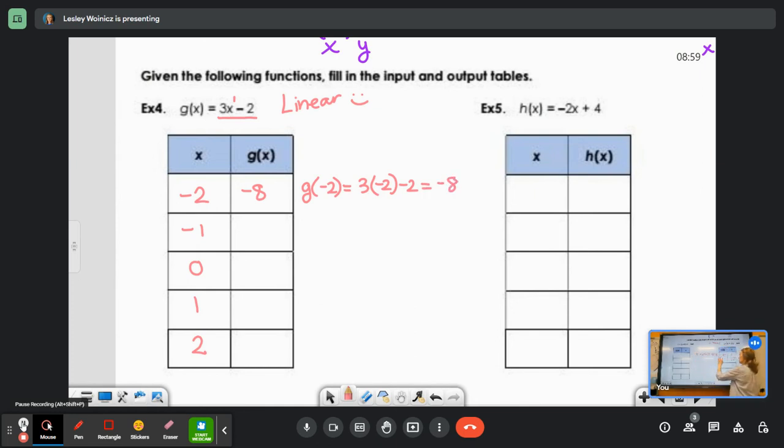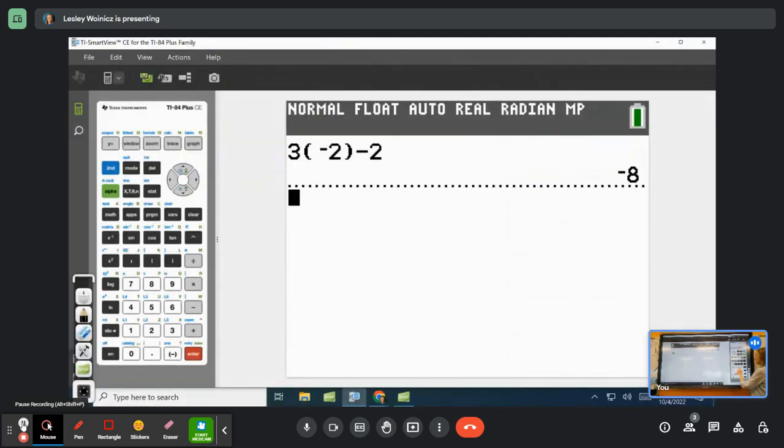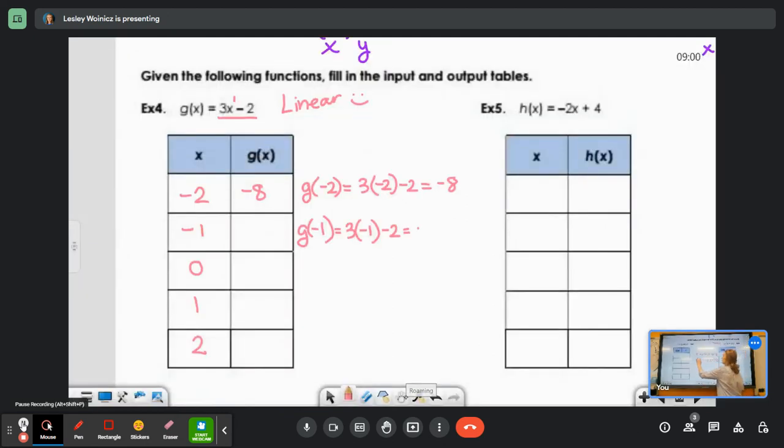All right, now we keep going. So I want g of negative 1. So 3 times negative 1 minus 2. All right, ask my calculator. 3, open parentheses, times negative 1 minus 2. Negative 5. Put that in my table.